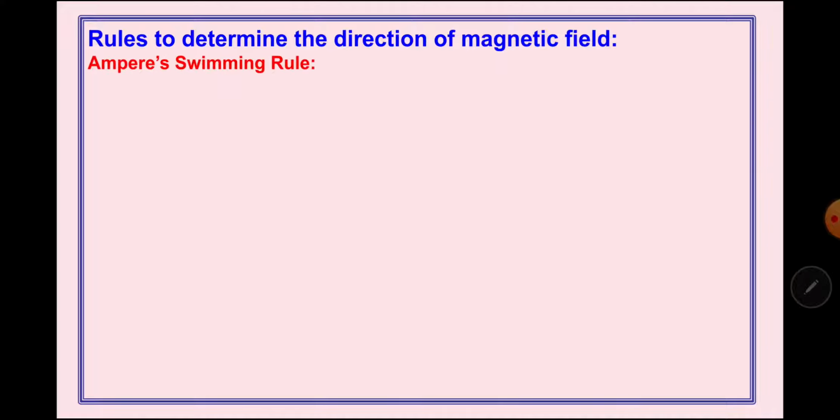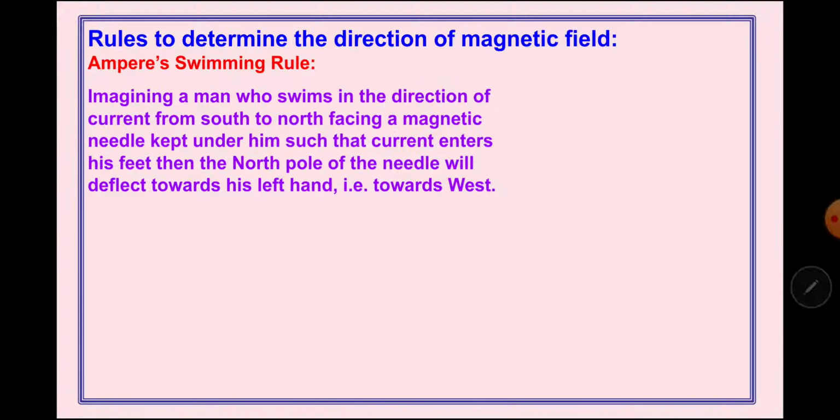So let us discuss first of all the Ampere swimming rule. As the name indicates, it has something to do with swimming. However, we need not actually swim to find out the direction. It is just a method to represent the direction of current in terms of a person who is swimming in the water. So let us see.